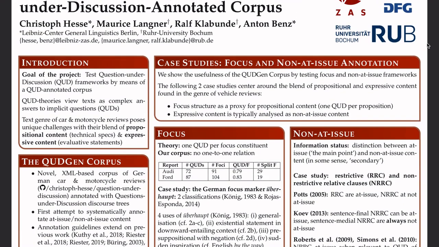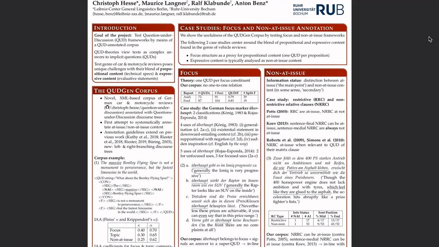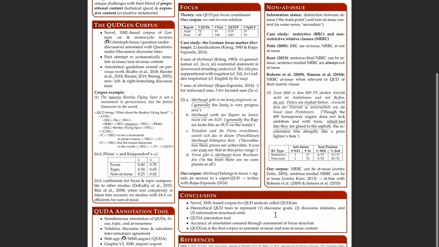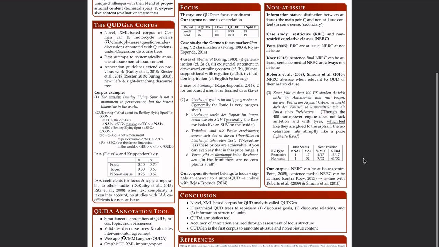To sum up, the corpus is XML based. It has hierarchical QUD trees to represent various things, among them discourse goals, as well as discourse relations and information structural units. It comes with a graphical annotation tool, and the accuracy of annotation has been ensured through an assessment of focus structure as well as through inter-annotator agreement.